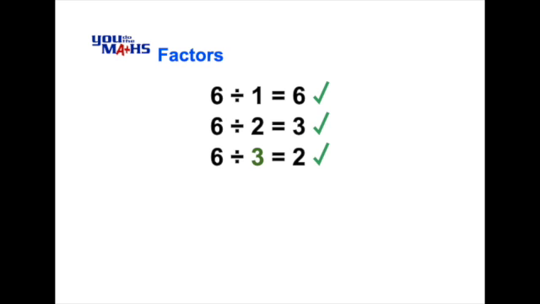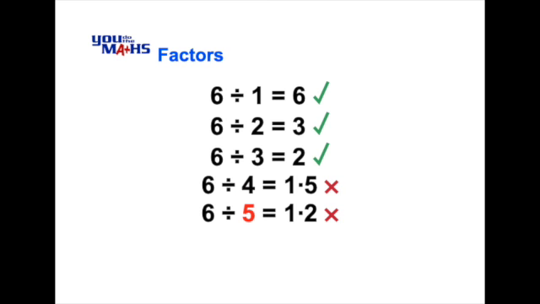The next counting number after 3 is 4, but if we do 6 divided by 4, we do have a remainder. It goes into 6, 1, remainder 2, or if we did the operation 6 divided by 4 equals 1.5, the result is not a whole number, so 4 is not a factor. Likewise, 5 is not a factor of 6 because 6 divided by 5 equals 1.2. It doesn't go into 6 exactly.